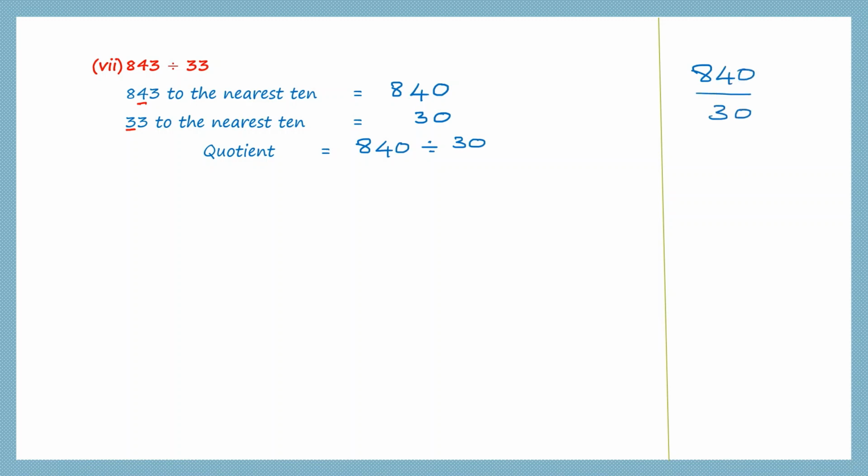So I can cancel the zeros. Now I can divide 84 by 3. I can do short division, long division or even by cancelling. Now 3 2s are 6. I'm doing the long division method now. Now 2, 4. I have 24. 3 8s are 24. So I've got my quotient. My quotient is 28. So that is my answer here, 28.